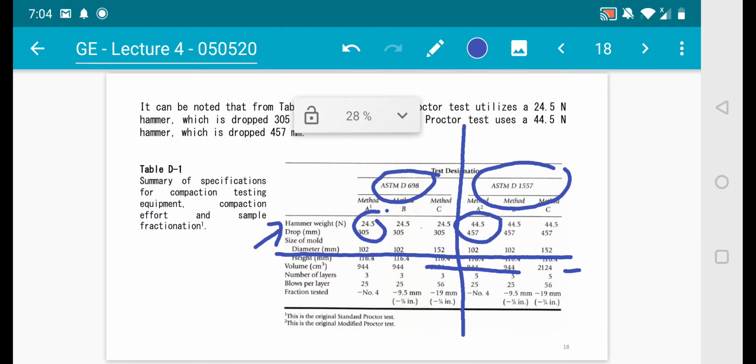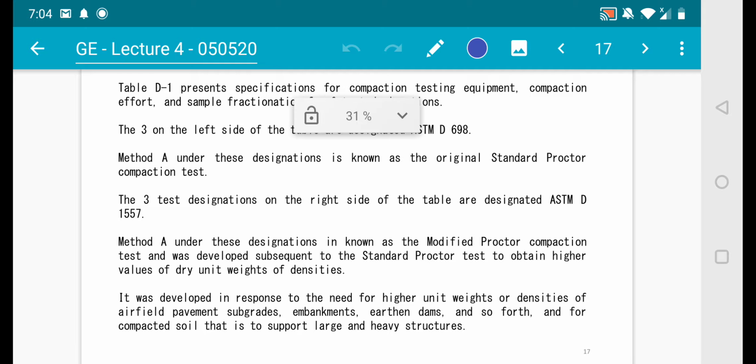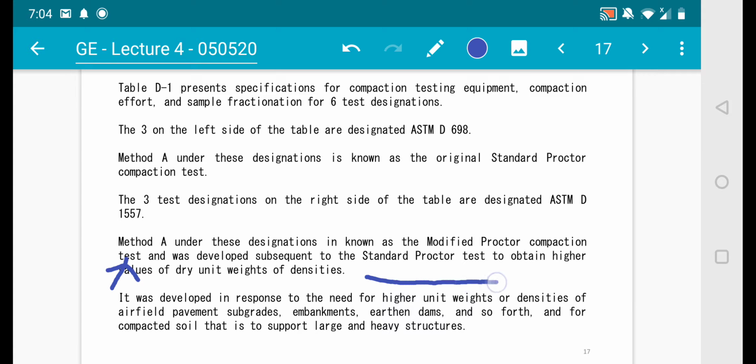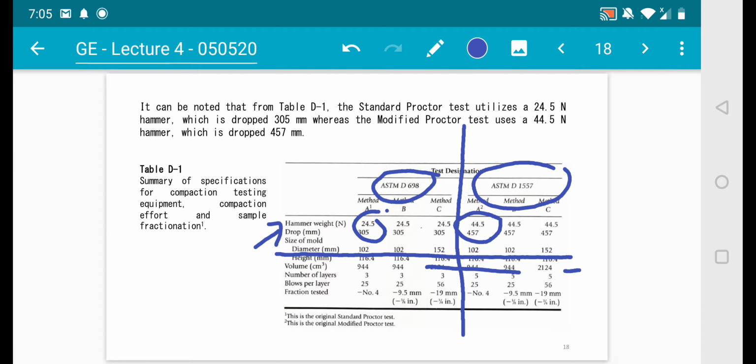Now, why is there a difference between the two approaches? Method A under this designation is known as the modified Proctor compaction test and was developed subsequent to the standard Proctor test to obtain higher values of dry unit weights or densities. It was developed in response to the need for higher unit weights or densities of airfield pavement subgrades, embankments, earthen dams and so forth, and for compacted soil that is to support large and heavy structures. So please decide accordingly when it comes to projects in the future, which approach to use.